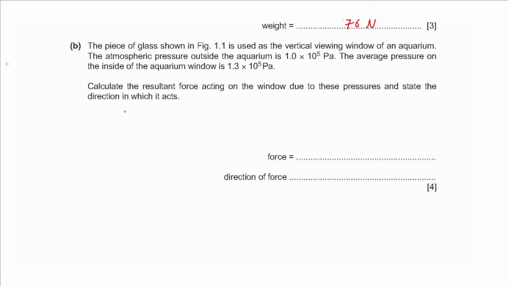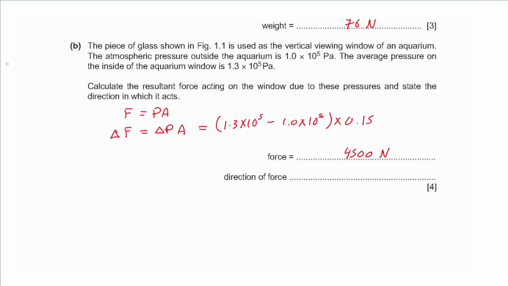So we have the equation force is equal to pressure multiplied by area. Or we can say that the resultant force is equal to the resultant pressure or the difference in pressure multiplied by the area. So we subtract 1.3 times 10 to the power of 5 minus 1.0 times 10 to the power of 5 to get the difference in pressure. And then we multiply by the area of the window, which was 0.15 meters squared. That gives an answer of 4,500 newtons. And the pressure on the inside of the window was greater than outside, so the resultant force would be toward the outside of the window, so it would be outwards or pointing to the outside of the window.